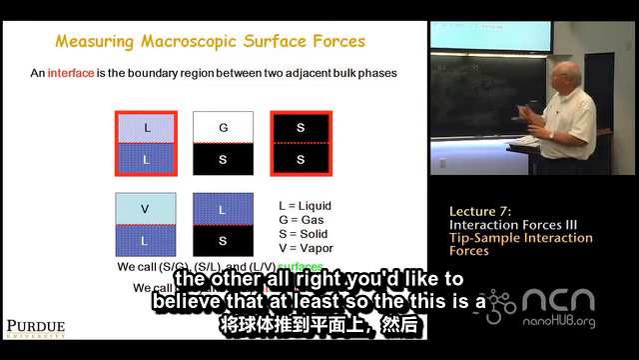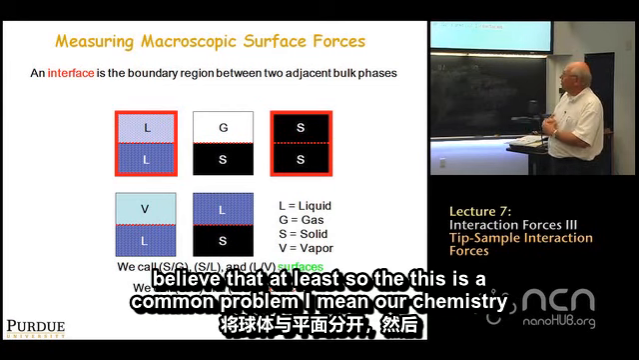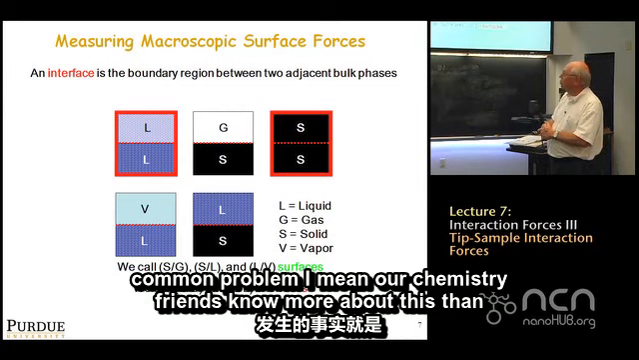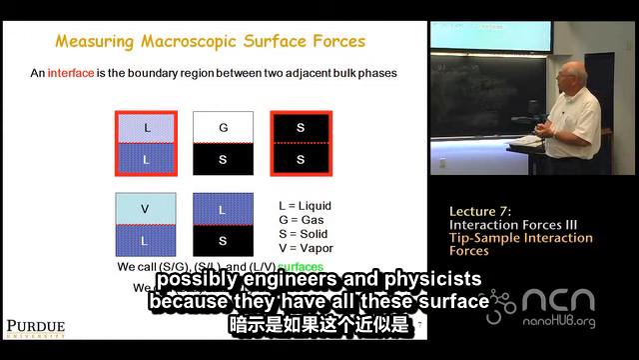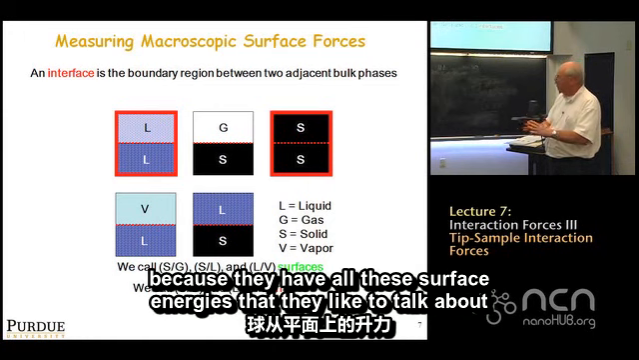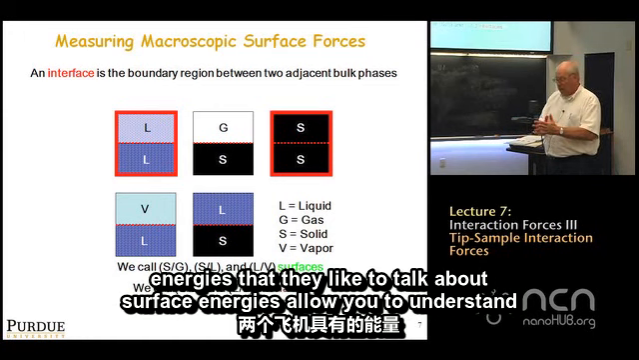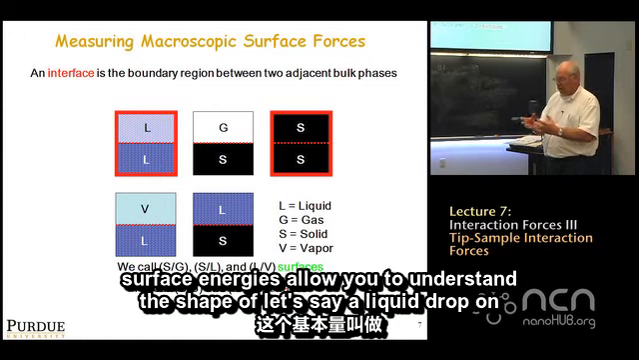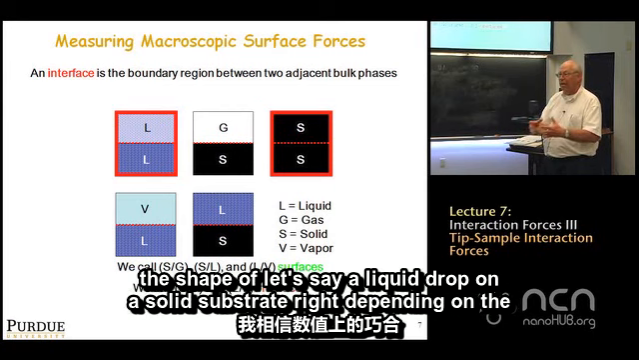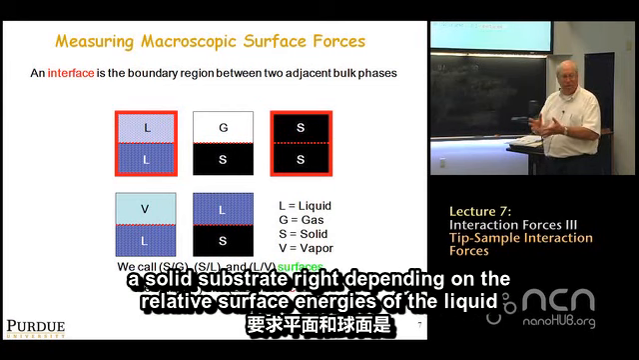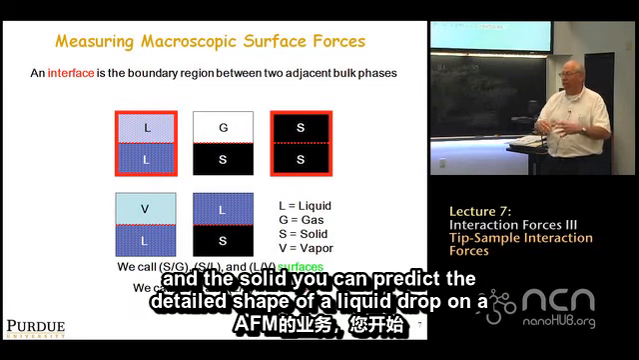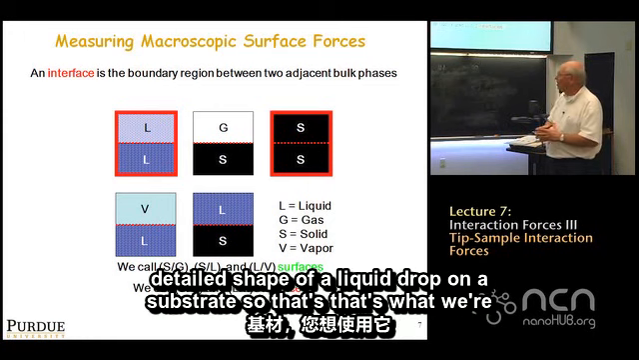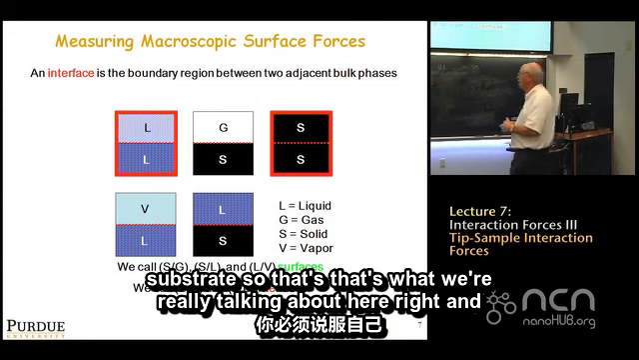So this is a common problem. I mean, our chemistry friends know more about this than possibly engineers and physicists, because they have all these surface energies that they like to talk about. Surface energies allow you to understand the shape of, let's say, a liquid drop on a solid substrate. Depending on the relative surface energies of the liquid and the solid, you can predict the detailed shape of a liquid drop on a substrate. So that's what we're really talking about here.